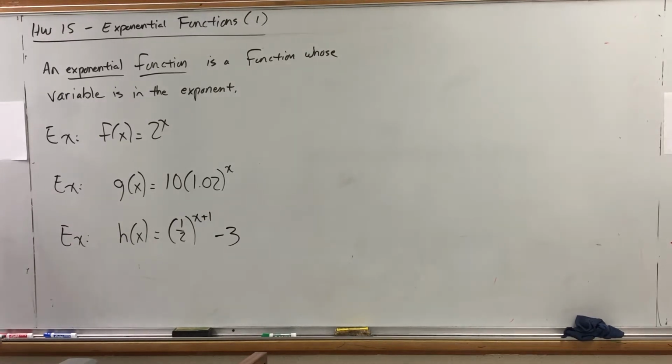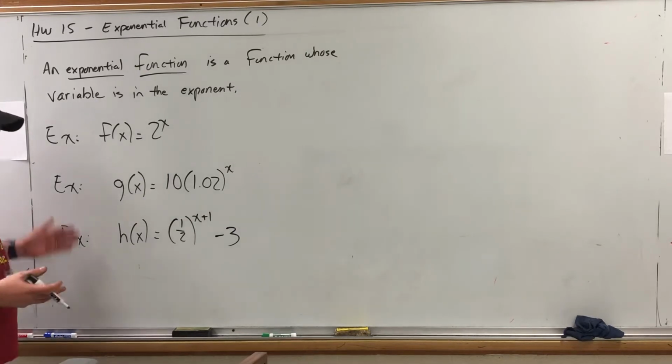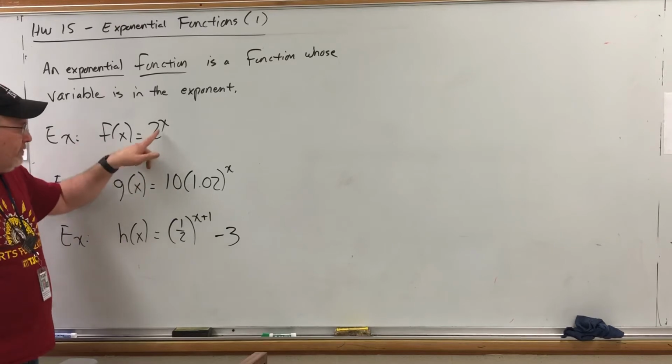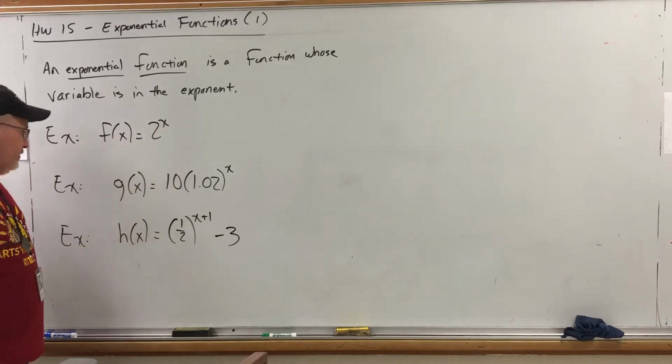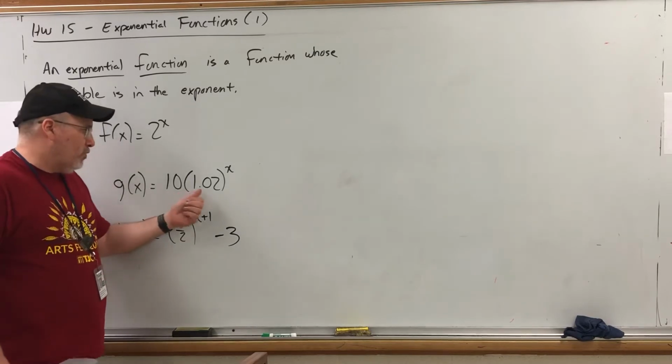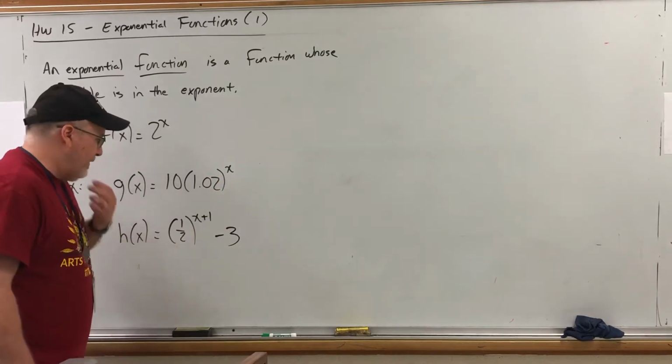Okay, so if we're going to talk about exponential functions, we should define what an exponential function is. It's very simple. It's a function whose variable is in the exponent. Here are 3 examples. F of x equals 2 to the x power. That's a pretty simple one. They can be more complicated, like g of x equals 10 times 1.02 to the x power.